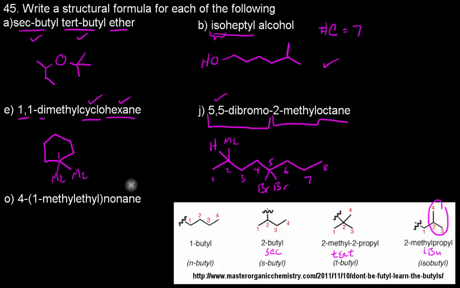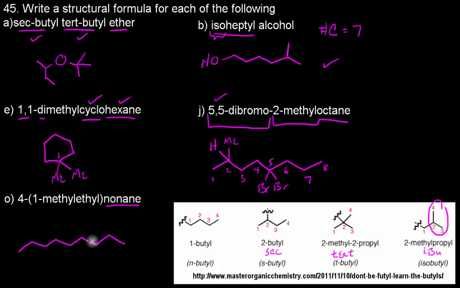Okay, all right. So last but not least, 4-(1-methylethyl)nonane. This is probably one of the more complicated ones, but again, the way that we're going to approach this is we're going to figure out the overall parent chain first, and then we're just going to start tacking stuff on. So go ahead and draw the parent, which is going to be a nonane, which is 9 carbons in a row. So 1, 2, 3, 4, 5, 6, 7, 8, 9.